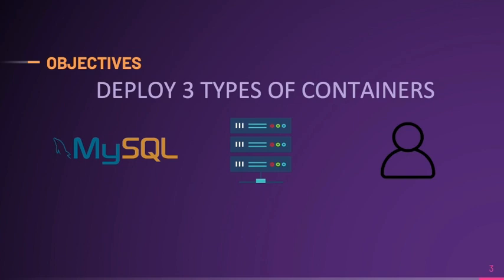So the objective of this assignment is to deploy 3 types of containers, which are MySQL, server and a client. We need to ensure each of them are interconnected.